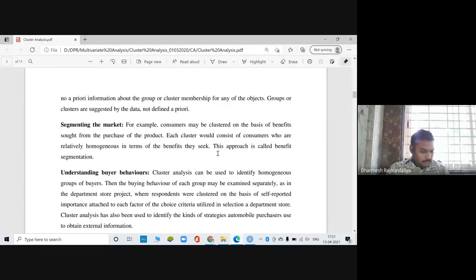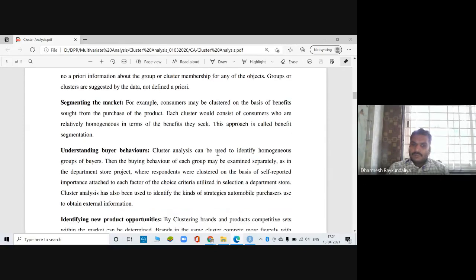It can also be useful for understanding buyer behavior. Cluster analysis can be used to identify homogeneous groups of buyers. Then the buying behavior of each group may be examined separately, as in the departmental store project, where the respondents were clustered on the basis of the self-reported importance attached to each factor of the choice criteria utilized in the selection of a departmental store. So if I ask why you have selected a specific departmental store, we collect several pieces of information on the same respondent, and by that information we classify the respondents into specific groups.